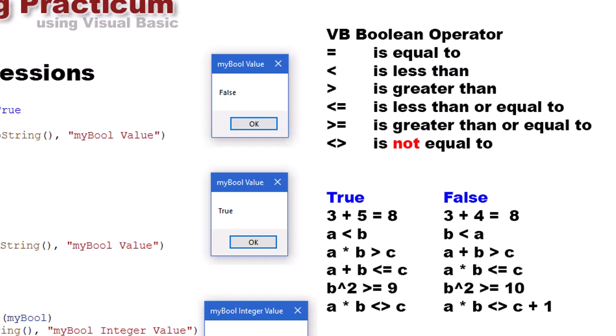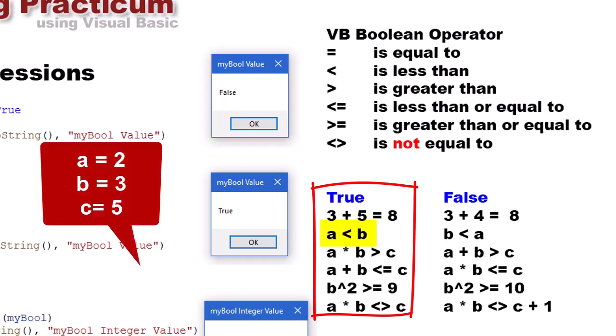So let's look at some expressions here that are true. 3 plus 5 equals 8. A is less than B if we consider A is 2 and B is 3 from our previous code. A times B, 2 times 3 would be 6, is greater than the value of C, which is 5. 6 is greater than 5. A plus B, 2 plus 3 is 5, is less than or equal to the value of C, which is 5. So it could be less than, it can be equal to. In this case, it's equal to. B squared, or 3 squared, of course, is 9, and that's greater than or equal to 9. And A times B, 2 times 3 is 6, is not equal to 5, which is the value of C.